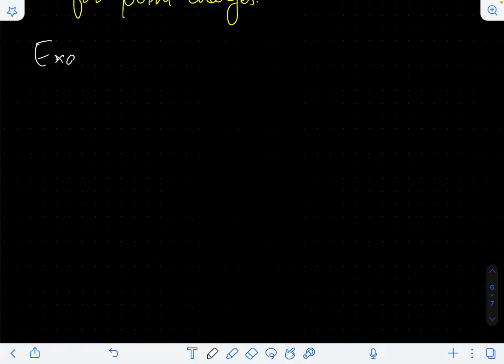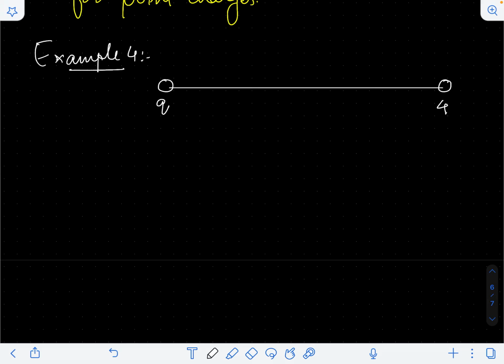So example number 4. Example number 4 says, let's say we have two free charges, this one and another one somewhere here. This has magnitude q and the second charge has magnitude 4q. This is the first charge, this is the second charge. Okay, and both are positive in nature. They are placed at a distance of L. The distance between them is L.